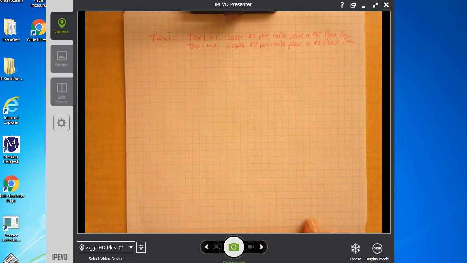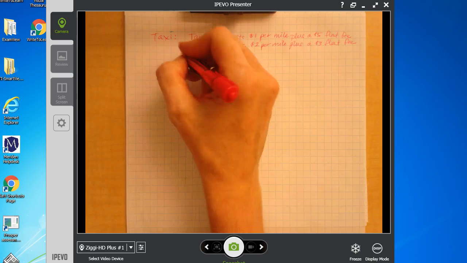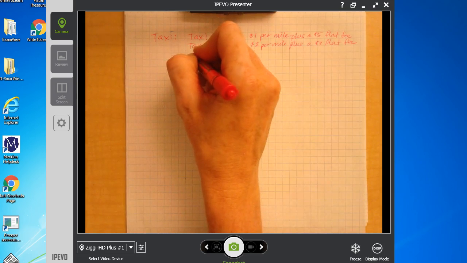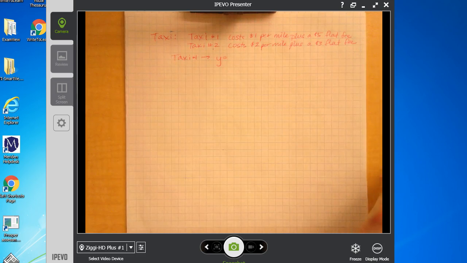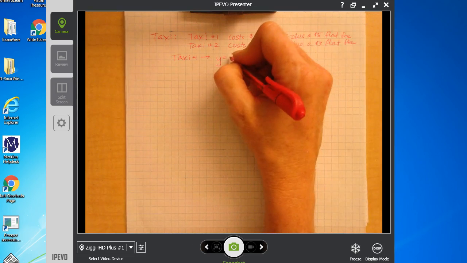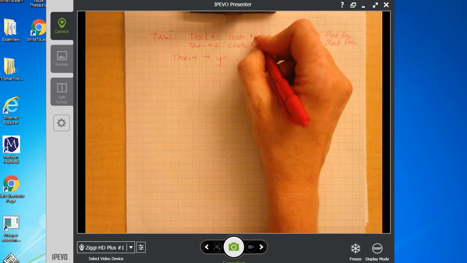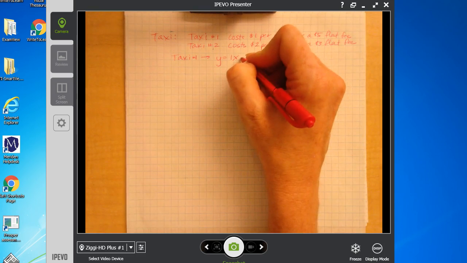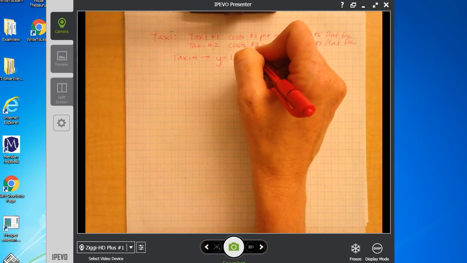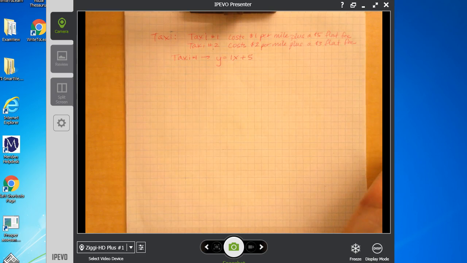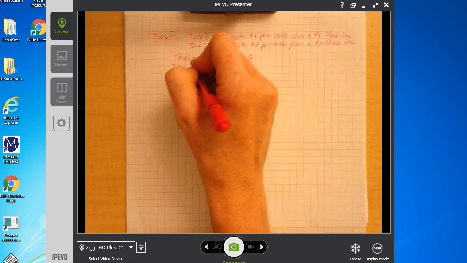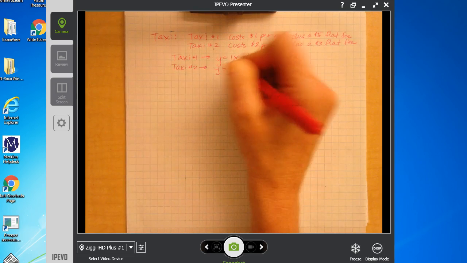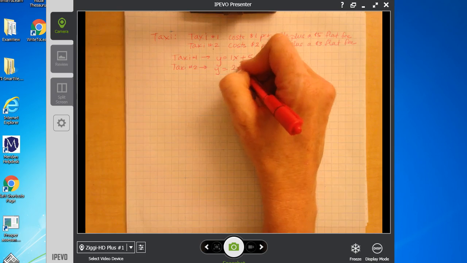Okay. So if I'm going to describe these using equations, taxi number 1, my total cost y would equal $1 per mile plus my flat fee of $5, right? Taxi number 2, my total cost would equal $2 per mile.